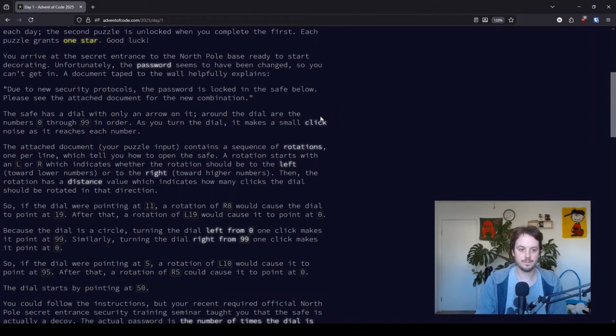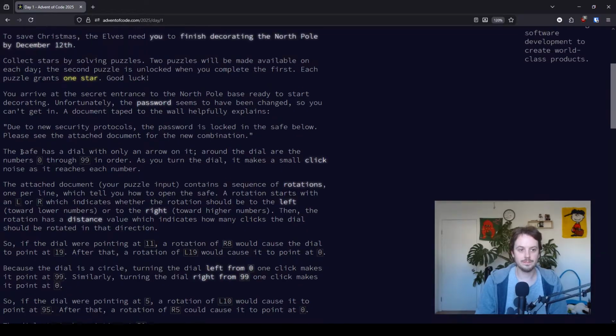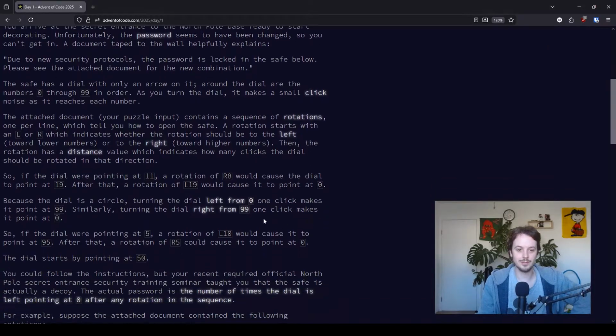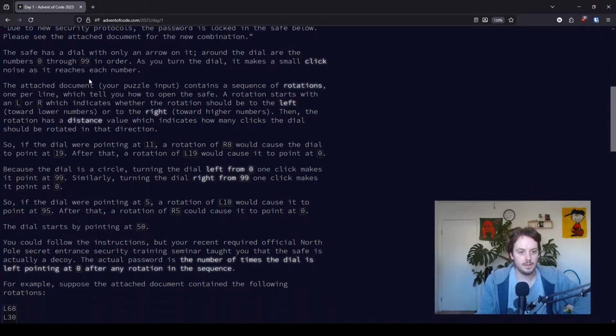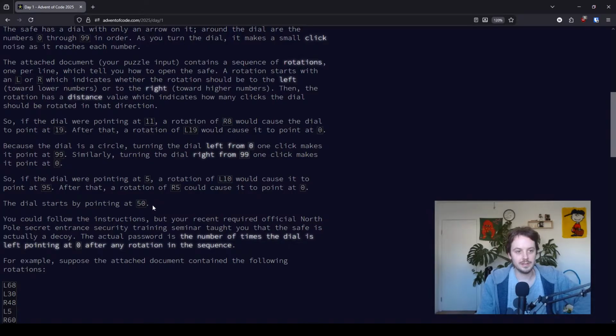So basically, it's a problem about a dial on a safe, right? So right away when I read that, I was like, this is probably some kind of modular arithmetic, modular division type problem. Because when you rotate the dial all the way around, it goes back to zero, right? Goes back, goes back, goes back. And that's a real hint that we want to use a mod. So the key information here, the dial starts at 50, it goes up to 99, and then it goes back to zero.